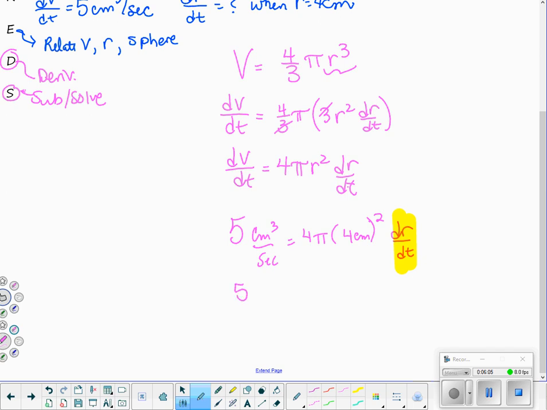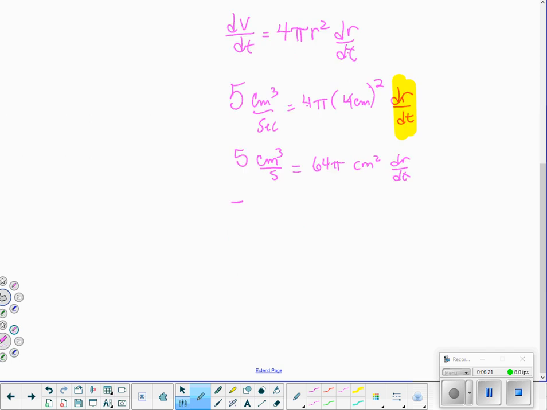I'm going to have 5 cubic centimeters per second is equal to 64 pi centimeters squared dr/dt, because this became a 16 times 4, and then divide. I'm going to have 5 cubic centimeters per second divided by 64 pi centimeters squared. That will equal our dr/dt. Centimeters squared into centimeters cubed knock us down to just centimeters per second. And that looks like our answer.